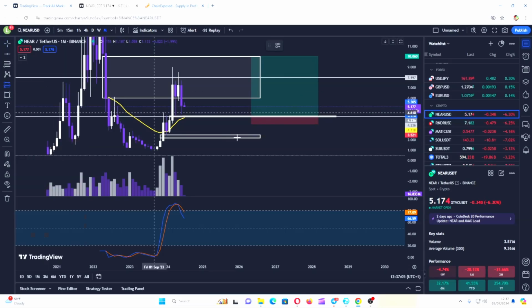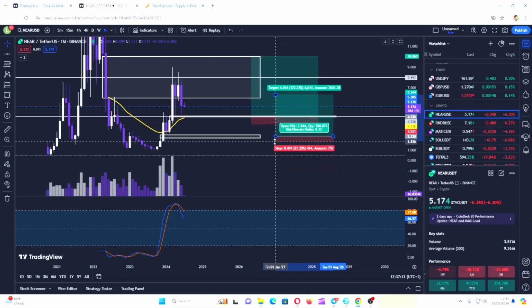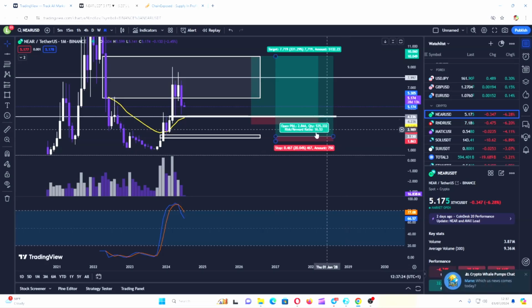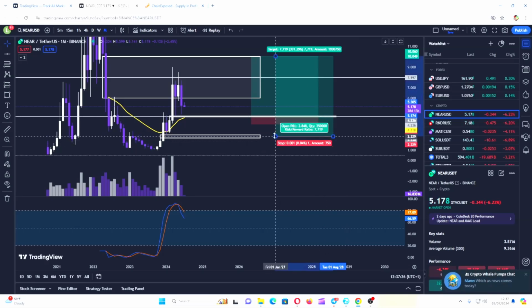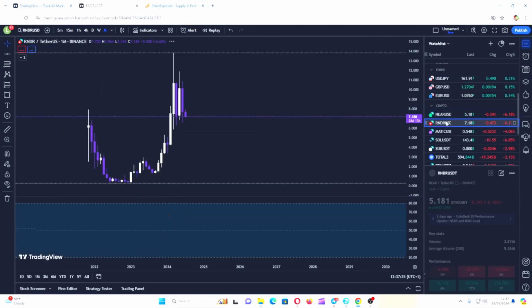If it doesn't do that and it does come down into here, I'll be putting it below that area there. I'll still be aiming for this area up here. I'll probably take 50% off around that area there. I'll move my stop loss then to break even and let that ride out. There's two high probability setups for you.